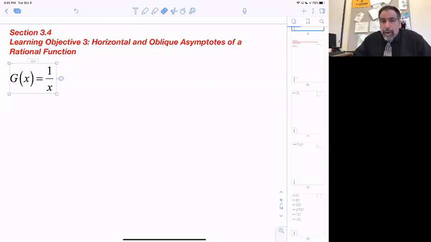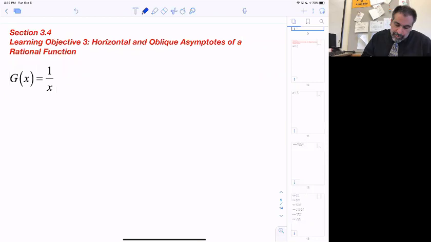We're looking at our last objective for section 3.4, and that's finding horizontal and oblique asymptotes. Now, you may remember from our last video that with vertical asymptotes, we can never touch them, and our function is forced to go to infinity or to negative infinity. So our function is going to be going all the way up or all the way down somewhere in the middle of the graph.